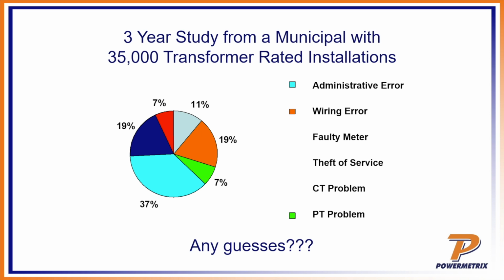So administrative error, that's something like somebody somewhere along the line copied down a 3 as a 5, or a 5 as a 3, or a 1 as a 7, or who knows what, but there's an administrative error. There's a faulty meter, was another 19%. A CT problem was 7%, and theft of service, 11%.